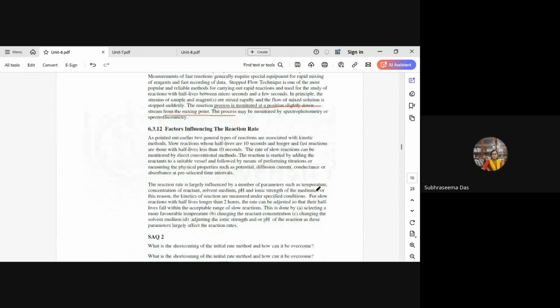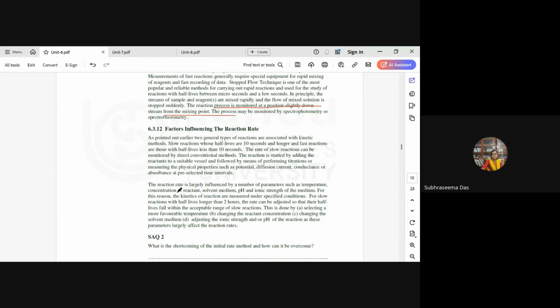Then there are various factors that affect the reaction rate. Some of the common factors that are known to influence the reaction rate are: first the temperature, the pH of the medium, the concentration of the reactant, and the ionic strength of the medium. So these are some of the factors which can highly influence the rate of the reaction.